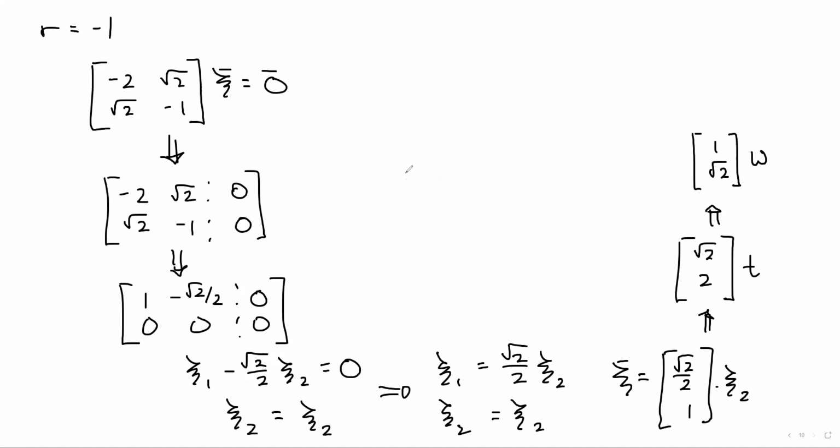All right, and so then our first solution equals 1, root 2, times e to the negative t. All right, let's go ahead and grab the other solution. r equals negative 4. We get the matrix 1, root 2, root 2, 2, times xi equals 0. Turn this into the augmented matrix.